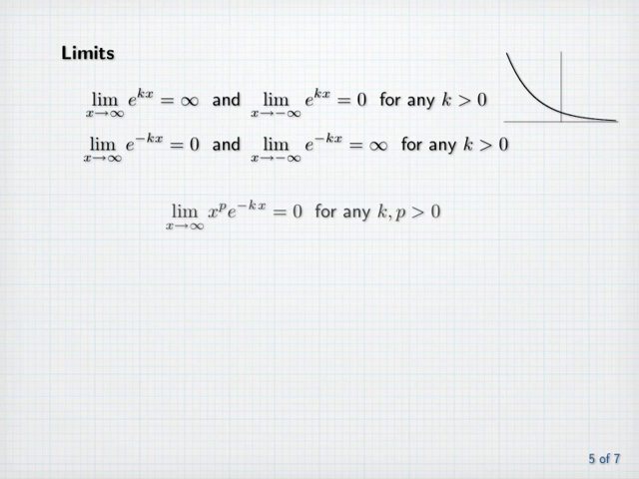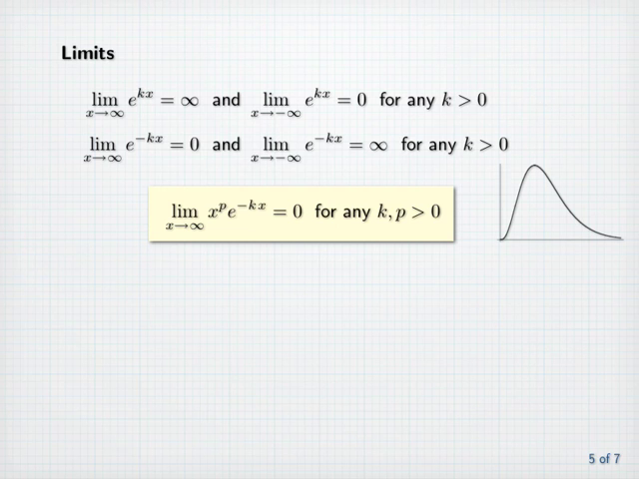It also turns out that the limit as x approaches infinity of x to the p times e to the minus kx is equal to 0 for any positive k and p. The graph of x to the p times e to the minus kx will generally look like this for positive x when k and p are positive.